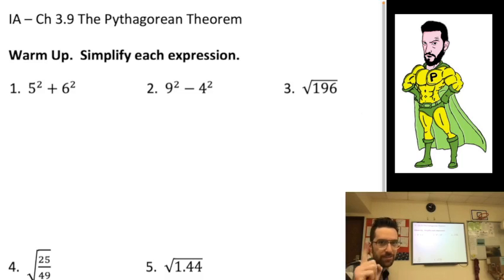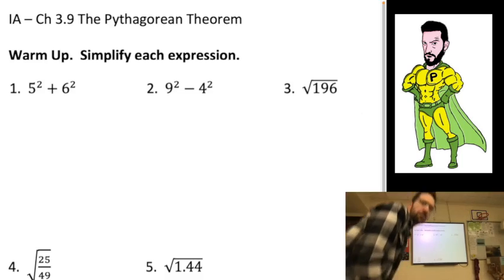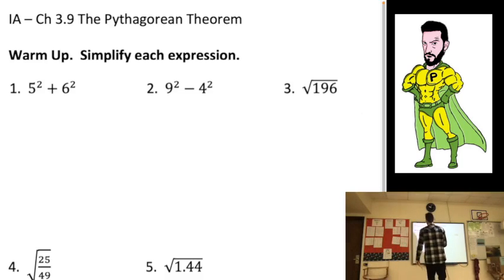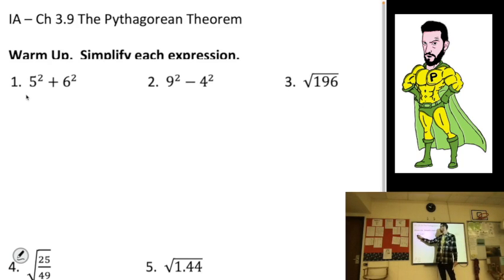Pythagorean Theorem. Let's do this. It's how you find the third side of a right triangle. So we'll warm it up. 5 squared plus 6 squared. 5 squared is 25.